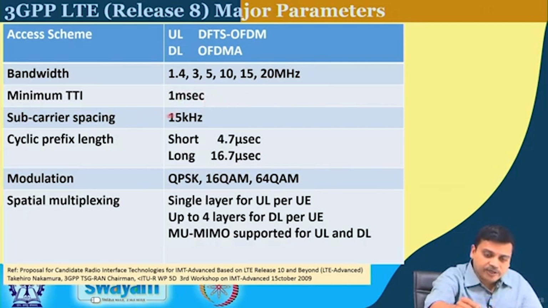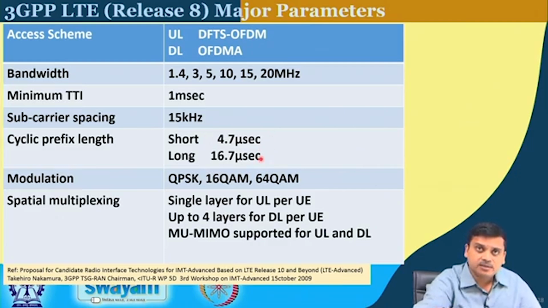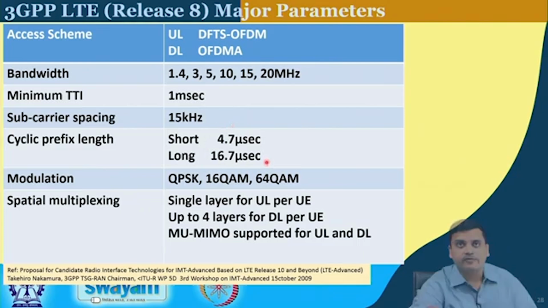Subcarrier spacing for OFDM is 15 kilohertz. Again, we will see a variation when we move to the 5th generation system. The cyclic prefix length: when we discuss OFDM in detail, these things will become clearer. Two possible values are available, the short and the long, and we will see why these are used. So, 4.7 microsecond and 16.7 microsecond. Two options are available in order to take care of different propagation conditions.